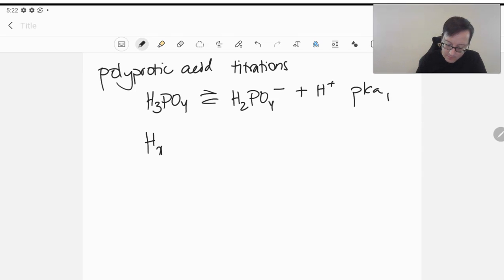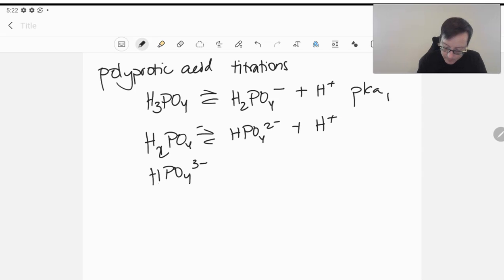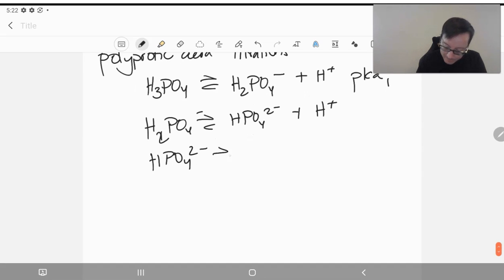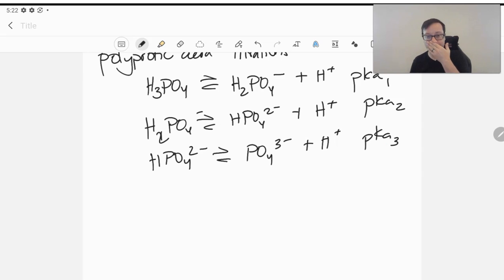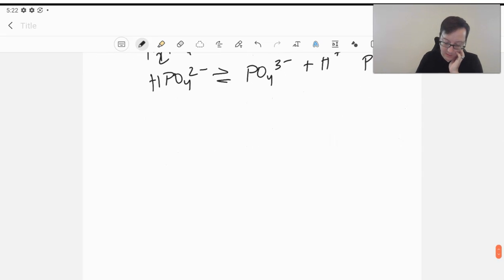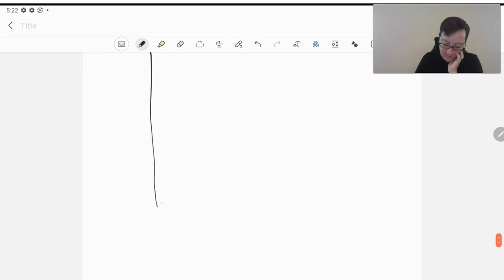We would have the same, or rather a process can happen again, and then a third time. H2PO4 minus there, not 3. HPO4 2 minus, nope, just phosphate. Fun stuff. So we would have 3 Kas and 3 pKas, therefore. If we look at this, we get a giant mess of a curve, but we can do it.